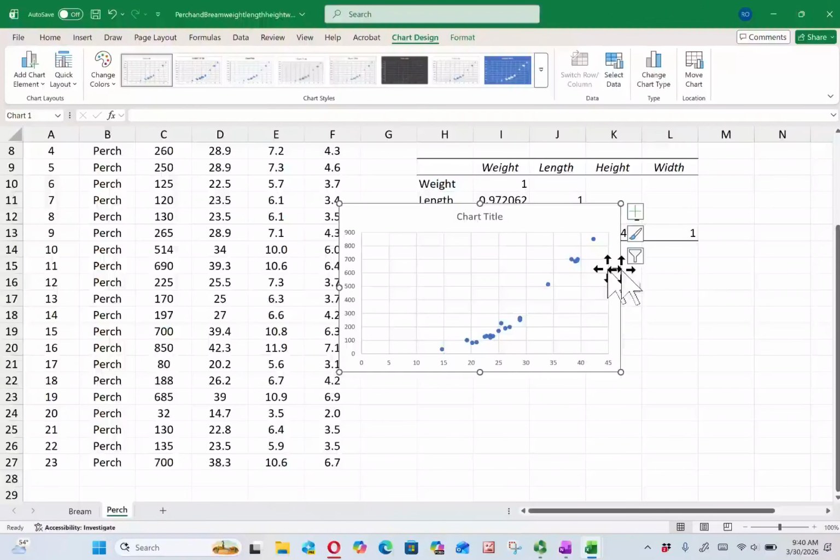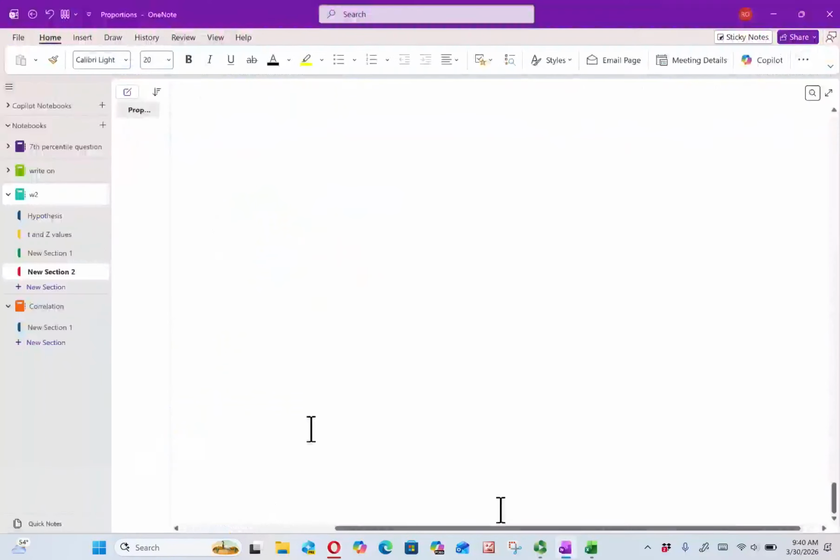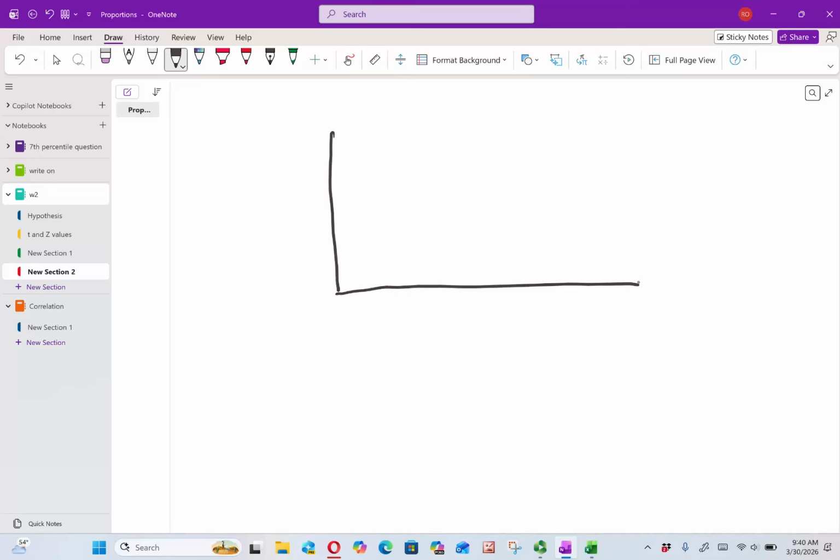All of this comes down to prediction. And in the MyOpenMath, this is simple linear regression. We are going to predict one thing from another. And I use a scatter plot, and the R value still comes into this, but I'm going to have an X value and a Y. And this is just traditional X and Y.